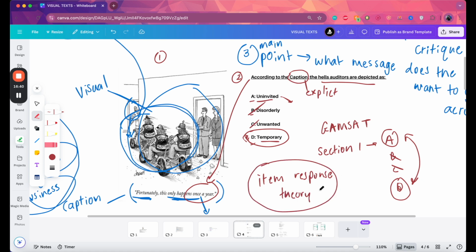And for item response theory, it suggests that even if you don't get the correct answer, if you get almost the correct answer, so for example, if D was the correct answer and A was the second correct answer, if you clicked on A, you wouldn't get everything wrong. You wouldn't get that marked as 0. You would get a partial mark.